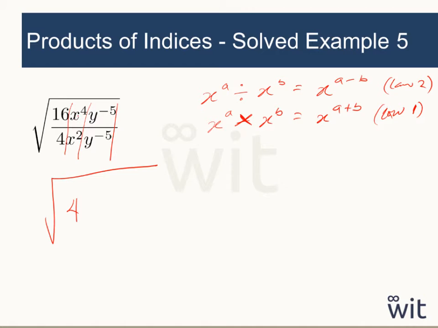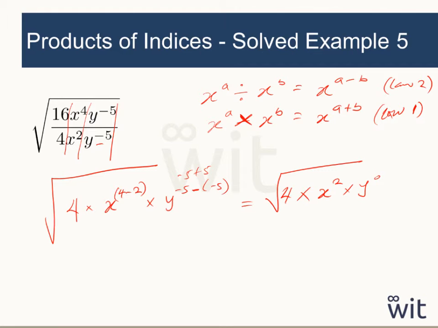So applying these laws here, x raised to the power of 4 divided by x raised to the power of 2 will be x raised to the power of 4 minus 2, and y raised to the power of minus 5, because of this, divided by minus 5, which is the lower one. And to simplify this further, you're going to have 4 times x raised to the power of 2, times y raised to the power of minus 5 plus 5, which is 0.